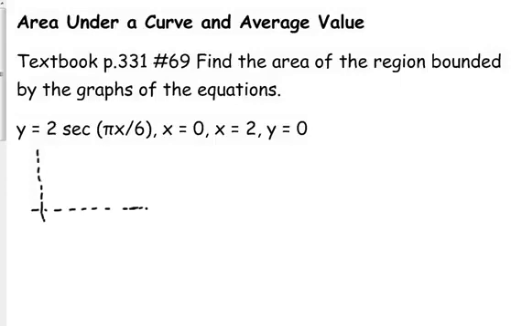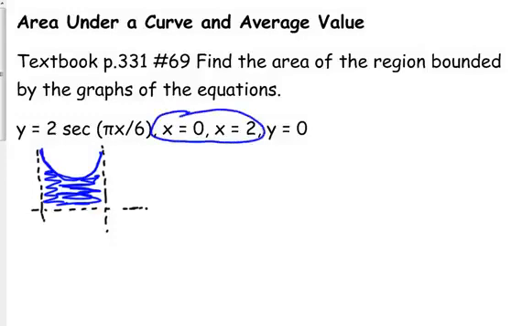X equals 2 is indicating the end of our interval, okay? Secant looks somewhat something like this. So we are finding the area under the curve. So what these two numbers right here are telling us, they're telling us the limits to our integration. We're going to integrate from 0 to 2 of secant of pi x over 6.